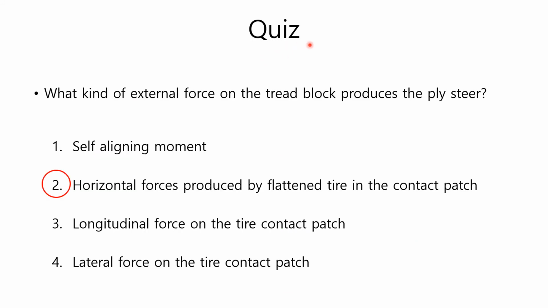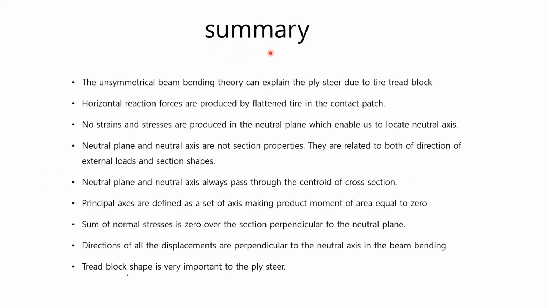The answer to the quiz is horizontal forces produced by flattened tire in the tire contact patch. Here we have a summary. The unsymmetric beam bending theory can explain the plysteer due to tire tread block. Horizontal reaction forces are produced by flattened tire in the contact patch.